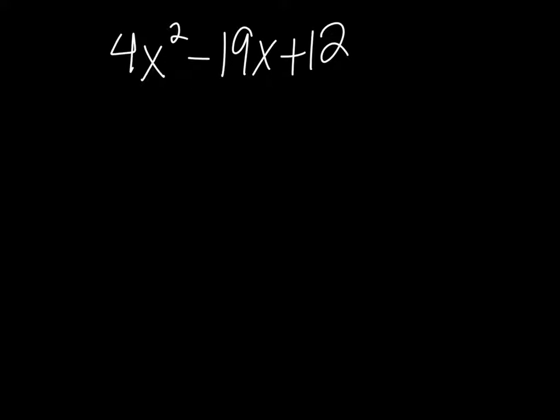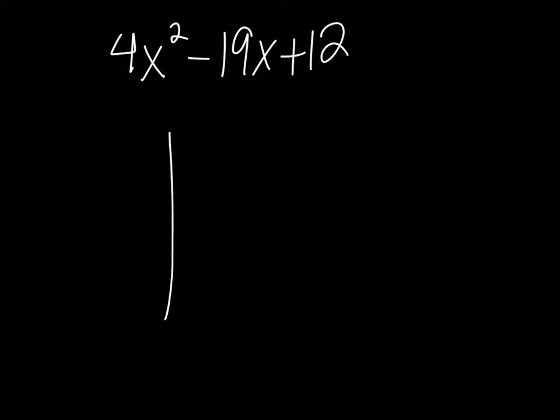Anyway, we talked about factoring using the box method, and I had forgotten how to do that. But let me show you an example really quick. I looked it up and learned how to do it again. Let's say that we wanted to factor 4x squared minus 19x plus 12.